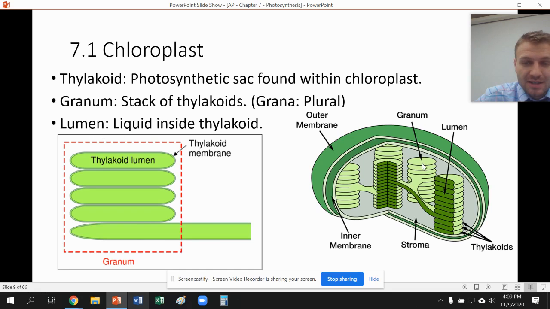And then the lumen, that is the liquid inside of the thylakoids. Now remember, the lumen and the stroma are not just liquid. They have a ton of things going on inside them. There are a bunch of molecules and enzymes working, and we're going to talk about those next.